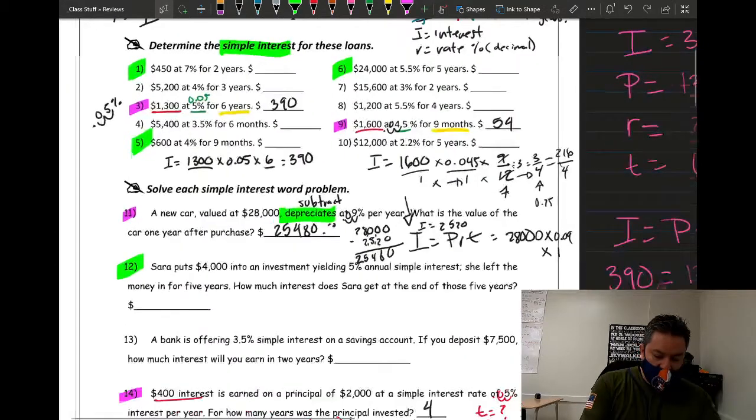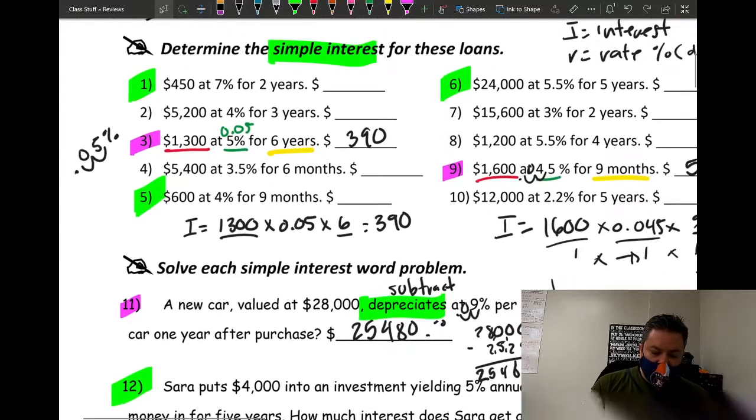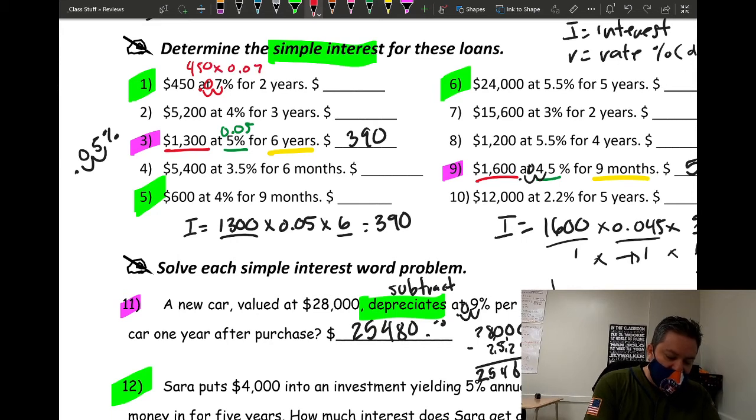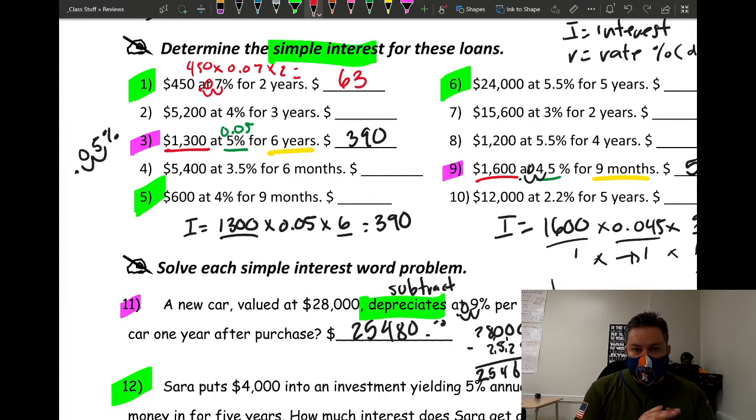So number 1, it says, determine the simple interest for these loans. So for example, we have $450 at a rate of 7% for 2 years. So all we gotta do is multiply the three things. So the first thing we have to do is convert this into a decimal. So we're going to have 450 times 0.07 times 2. And when we multiply all that, we get $63. I'm not going to go into detail with the multiplication.